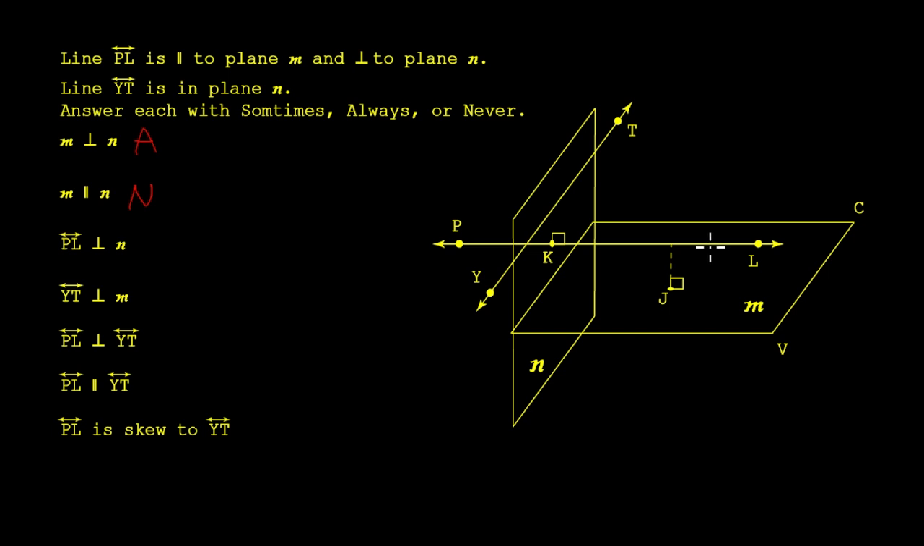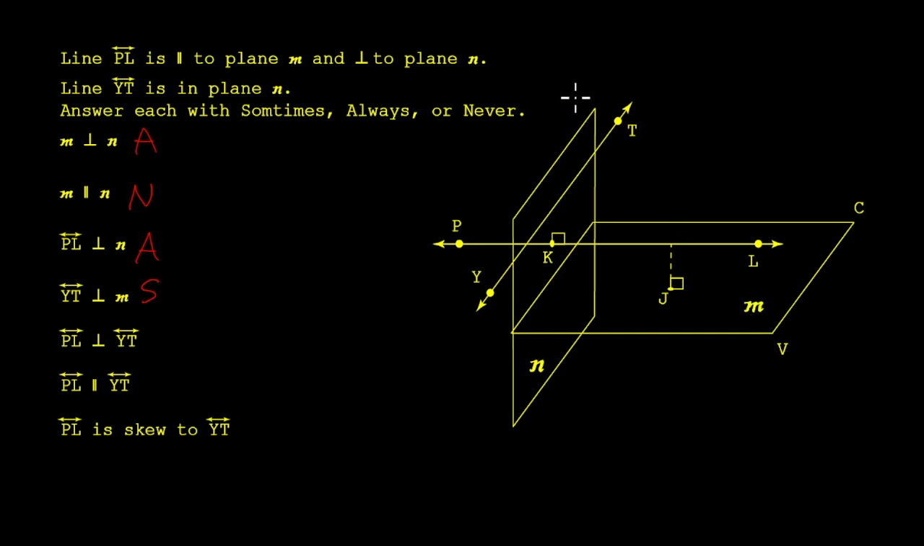That just cannot happen. Next, line PL is perpendicular to plane N. Line PL, we're told in the givens that it is in fact perpendicular to plane N right here, so that is always. Now we get to here, line YT is perpendicular to plane M. That would be sometimes. As you can see on the diagram here, it appears that line YT is actually parallel to plane M. Doesn't have to be, but it does appear to be so.